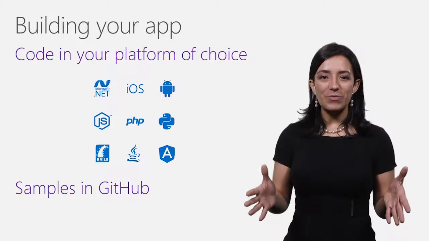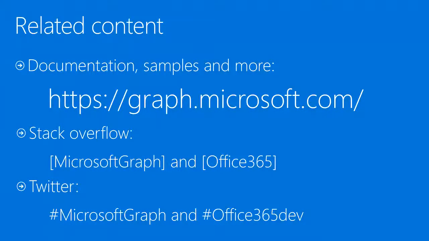So go to your favorite browser and navigate to graph.microsoft.com. You will be taken to the API documentation, links, getting started experience, API Explorer, code samples, libraries, and more. If you have any questions, ask us in Stack Overflow, tagging your questions with Microsoft Graph and Office 365. And let us know about the cool apps you're building by posting on Twitter with #MicrosoftGraph.